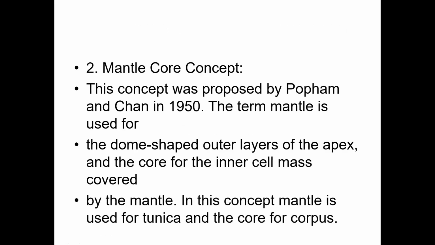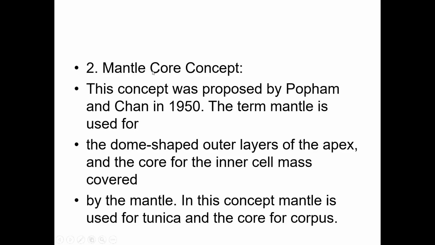According to the histogen layer concept, he named it as L1, L2, L3, and L4. Another theory is the mantle core concept. This concept was proposed by Popham and Chan in 1950. The term mantle is used for the dome-shaped outer layer of the apex and core for the inner cell mass, which is covered by the mantle. In this concept, mantle is used for tunica and the core for the corpus.